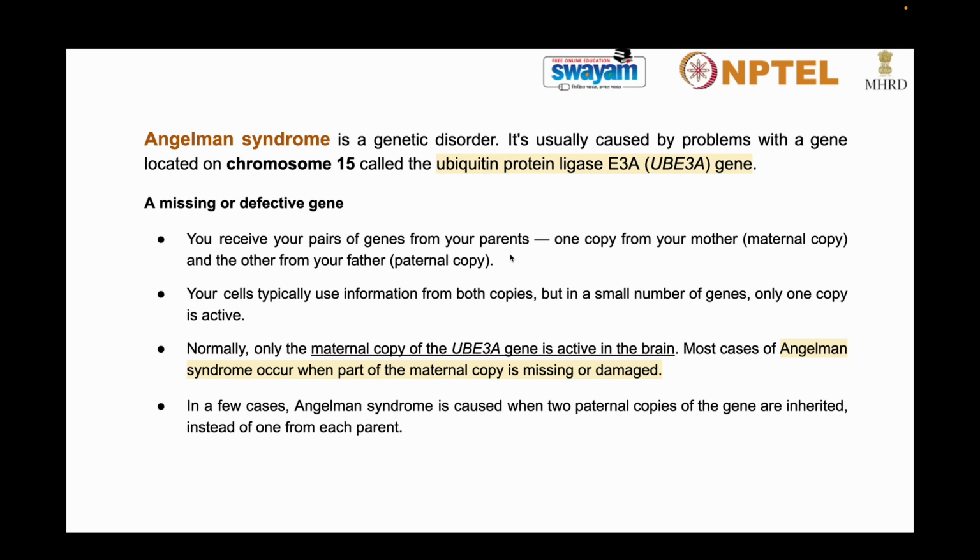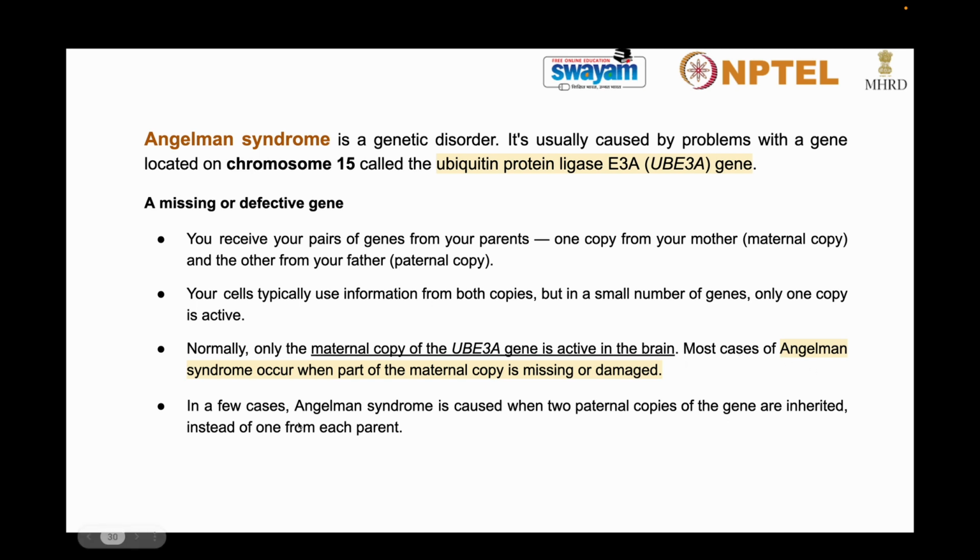You receive a pair of genes from both of your parents, one copy from the mother and one copy from the father. Your cells use information from both copies, but in a small number of genes, only one copy is active. The maternal copy of the UBE3A gene is active in the brain. The paternal copy is inactive in the brain, while the maternal copy is active. So this gene can express in the brain only if it comes from the maternal copy. If the mother gives this gene, then it gets expressed in the brain, and the paternal copy is transcriptionally inactive. It won't express.